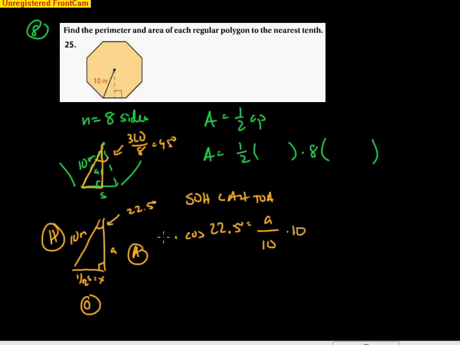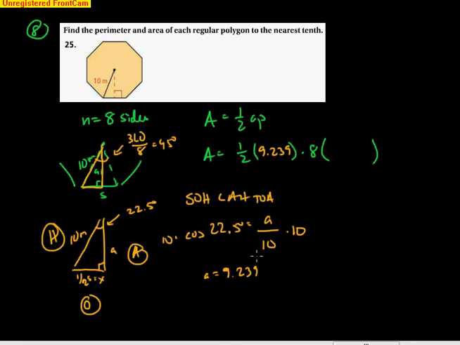And we multiply both sides by 10. And our A value is going to be 10 cosine of 22.5. And I got 9.239. So that goes right here, 9.239.